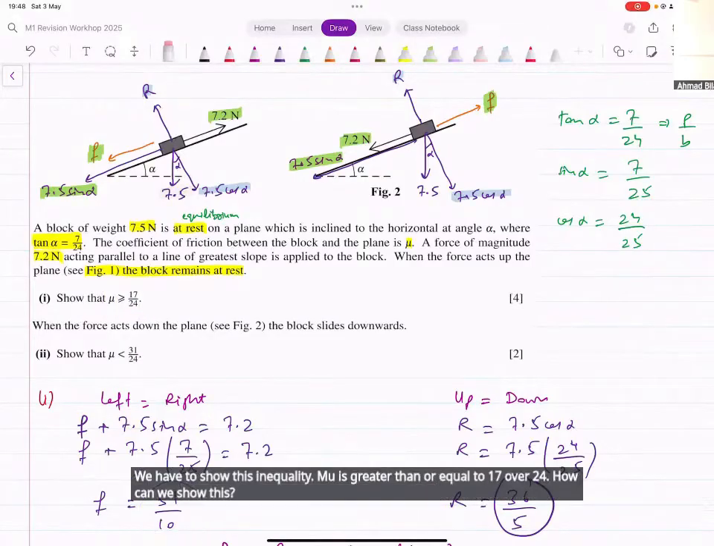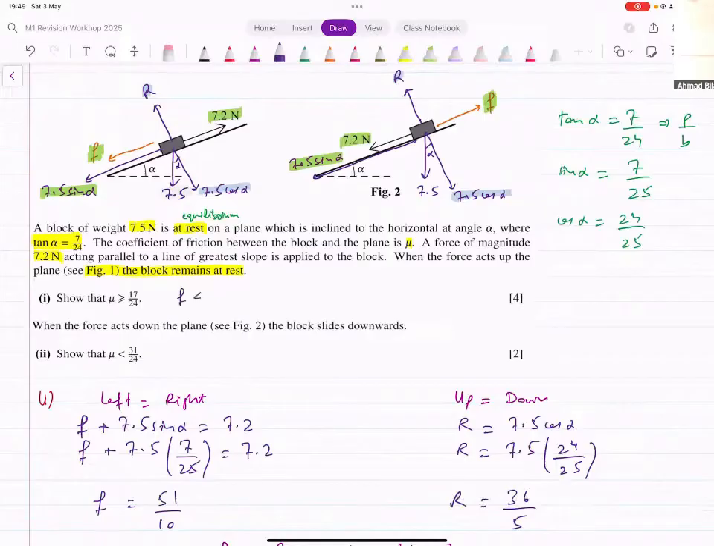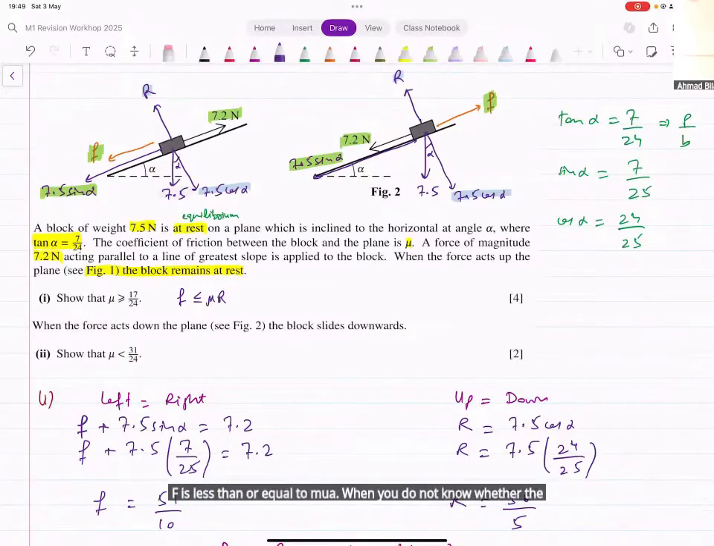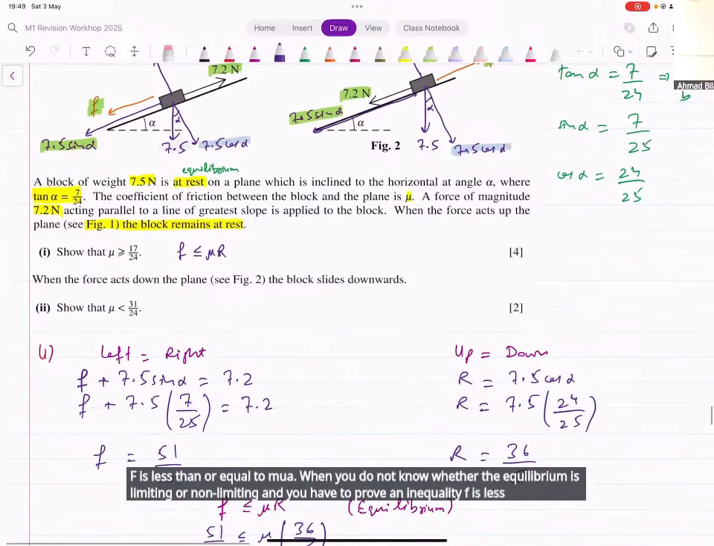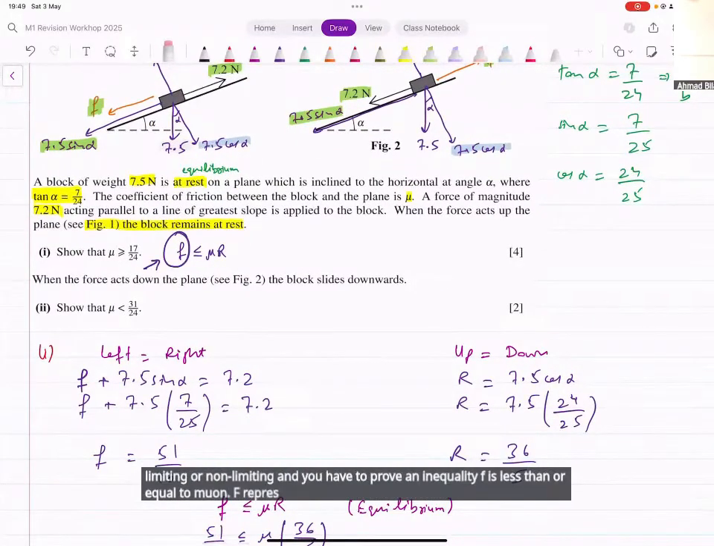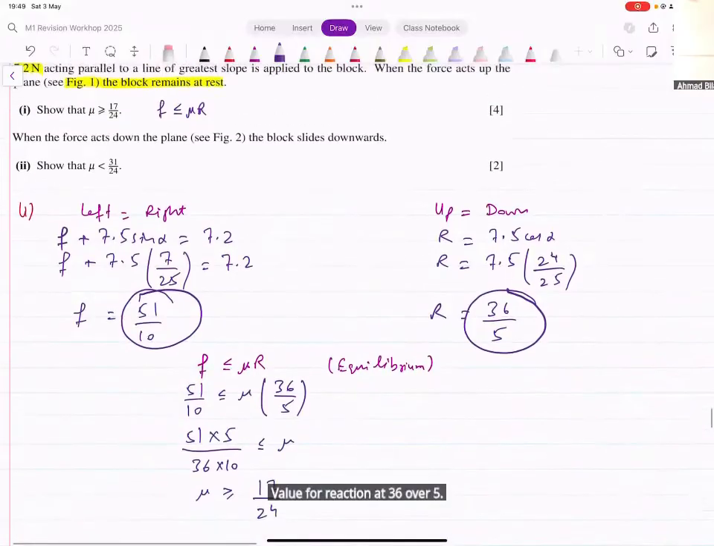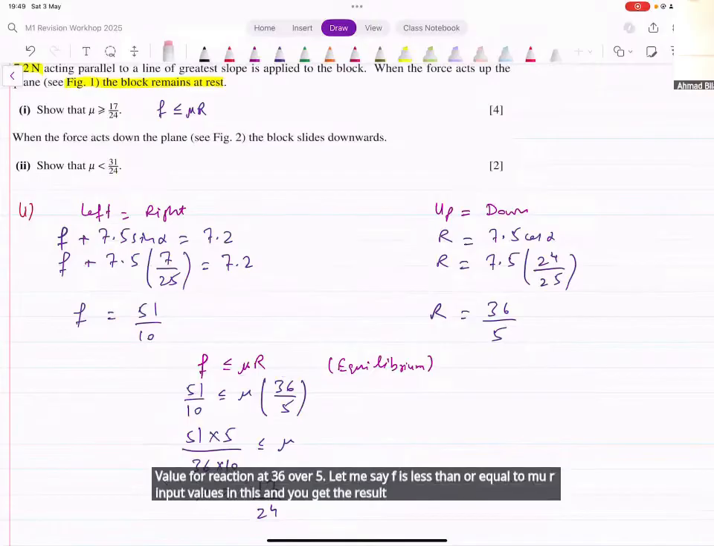Remember, we talked about this. When we have equilibrium, F is less than or equal to mu r. When you do not know whether the equilibrium is limiting or non-limiting, and you have to prove an inequality, F is less than or equal to mu r. F represents friction here. So once you have the value for F, that's 51/10, and the value for reaction, that's 36/5, then we say F is less than or equal to mu r. Input values in this, and you get the result from that inequality that they wanted us to prove.